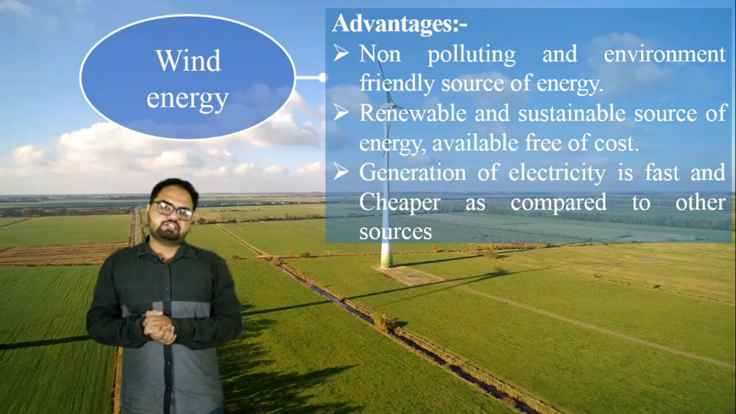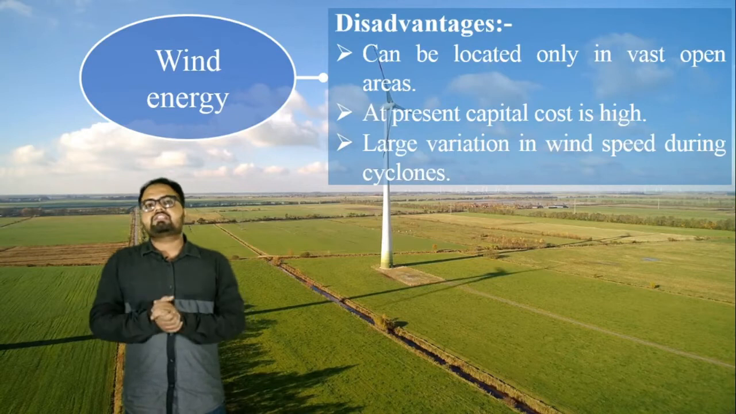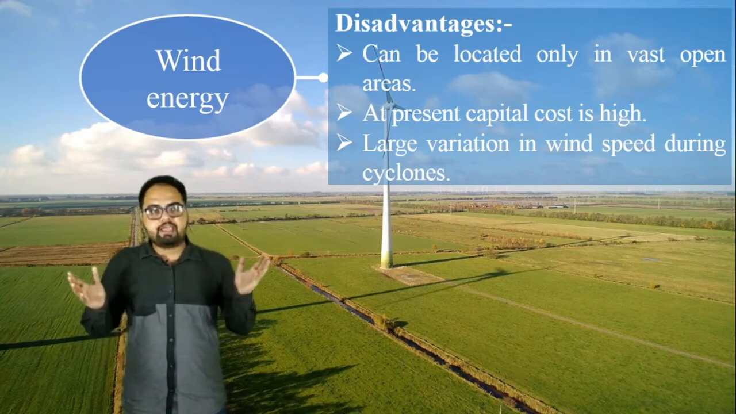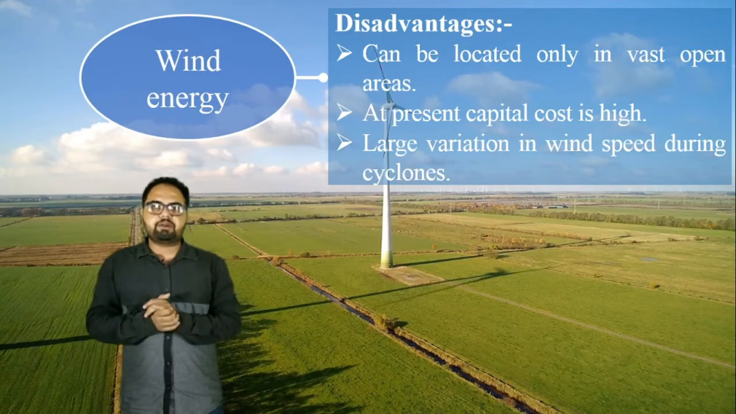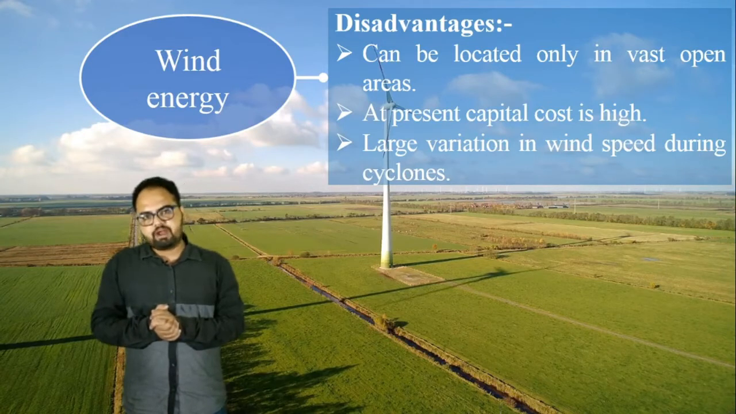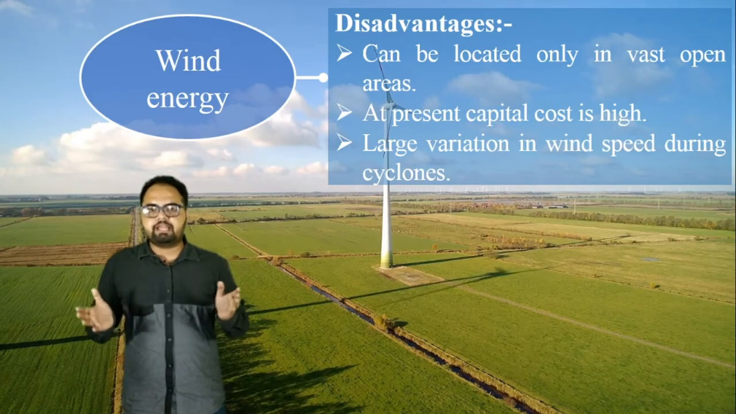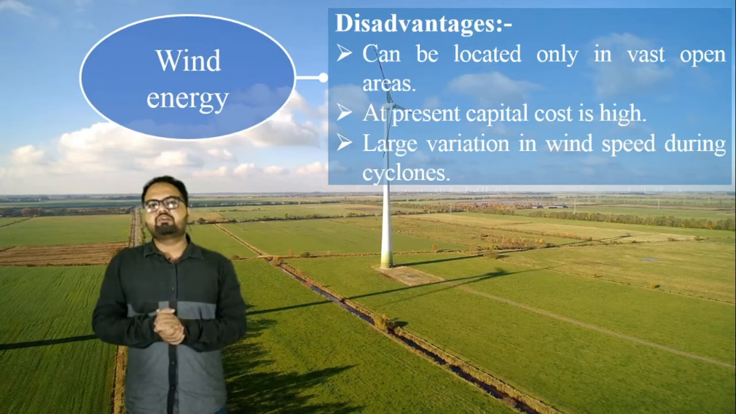Now next are the disadvantages of the windmill. It can be located only in vast open areas where the air circulation or airflow fulfills its requirement. As we have discussed, a minimum wind speed of 15 km/h is required. At places where this amount of kinetic energy of air is available, we can use this kind of plant.